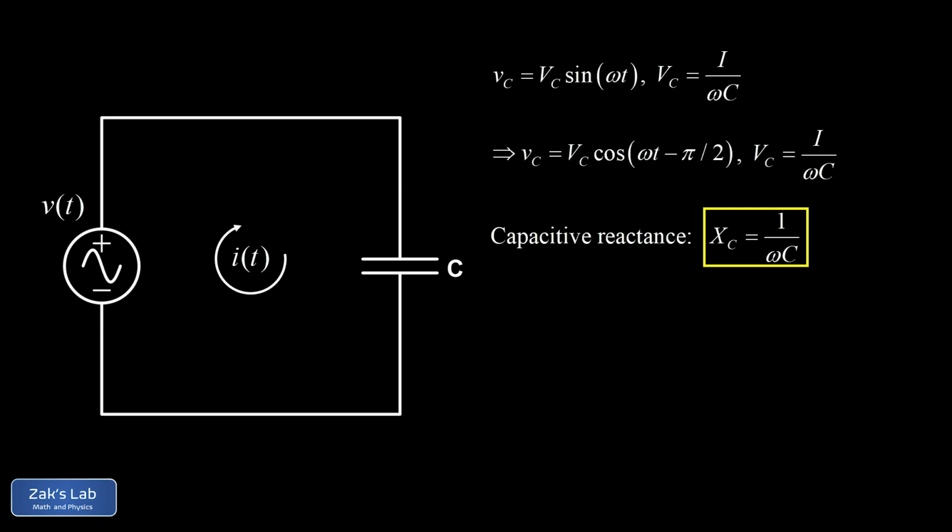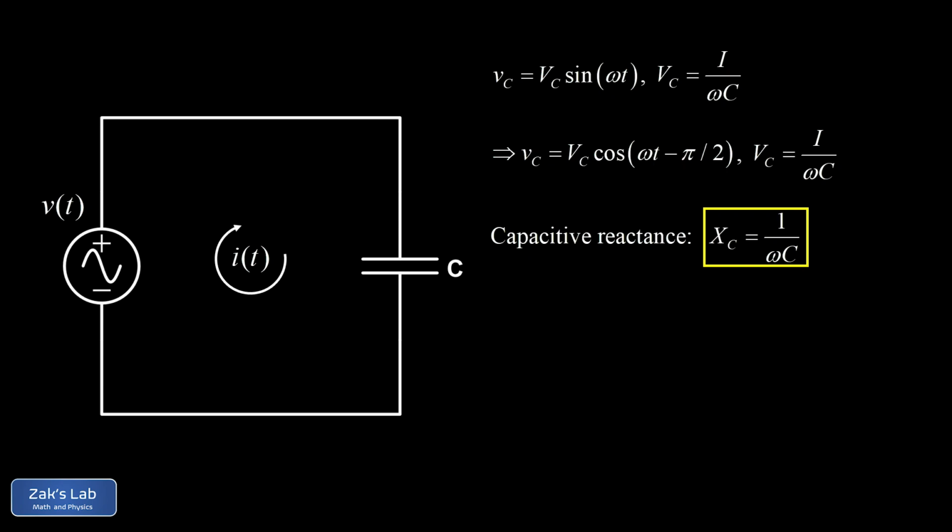Similarly, we can imagine a very small omega, so a low-frequency current running through the circuit. That's going to give you a large capacitive reactance or a large effective resistance, because low frequency means the current isn't changing very fast. So that means a lot of charge can build up on the capacitor and result in a potential difference that opposes the flow of current.